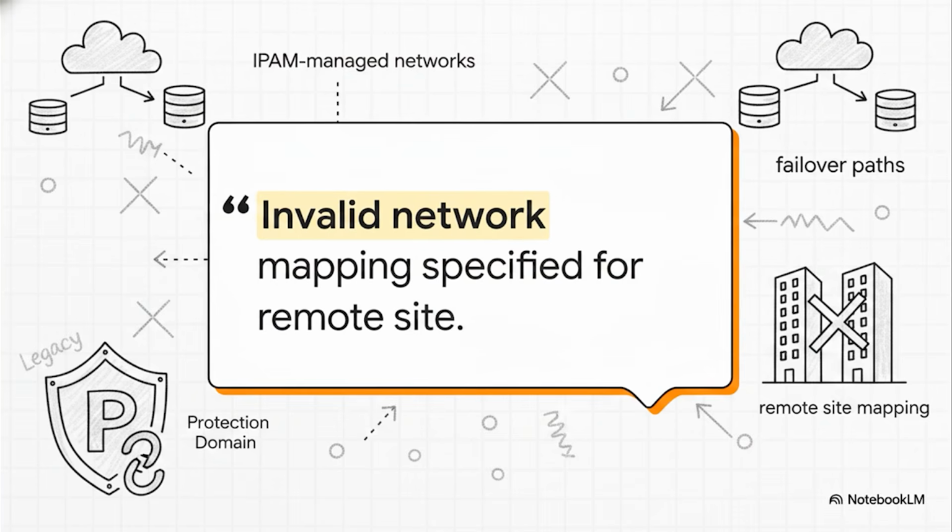You'll get this exact persistent alert: "invalid network mapping specified for remote site." Seeing that pop up during a high-stress failover test is definitely panic-inducing. The exam might literally ask you what causes this specific non-critical alert. The answer: attempting to map an IPAM network using a legacy protection domain structure.